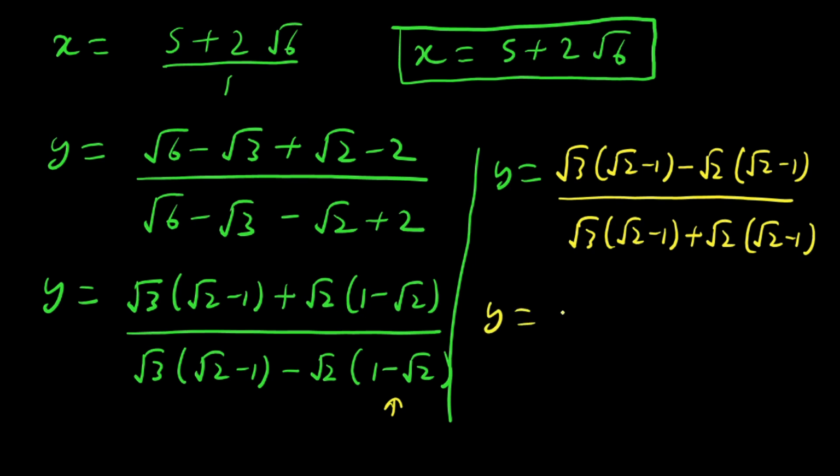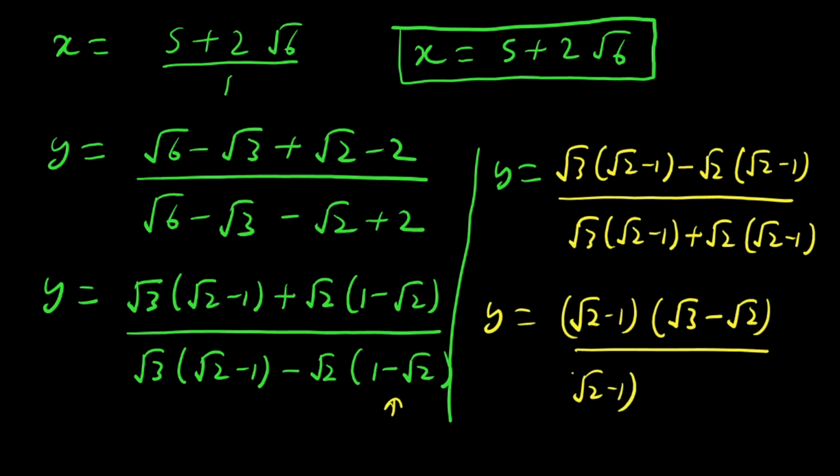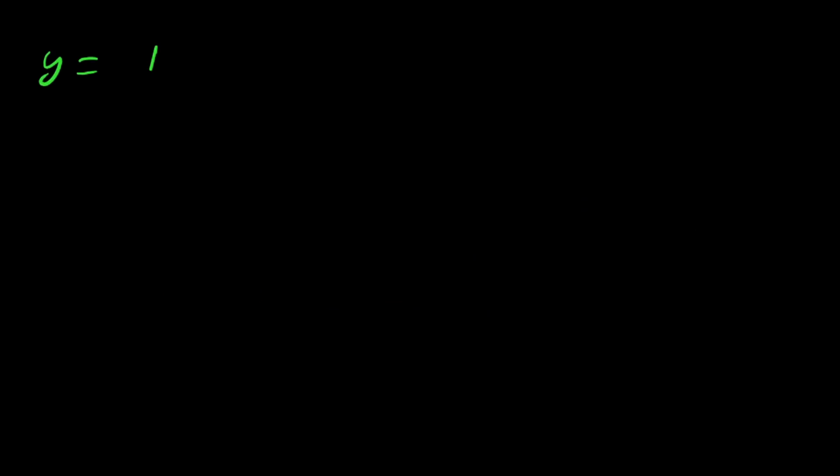Now the value of y is equal to, if we take square root of 2 minus 1 common, then you will get square root of 3 minus square root of 2, and in the denominator part square root of 2 minus 1 is multiplied by square root of 3 plus square root of 2. This expression is cancelled out, then the value of y is equal to square root of 3 minus square root of 2 divided by square root of 3 plus square root of 2.